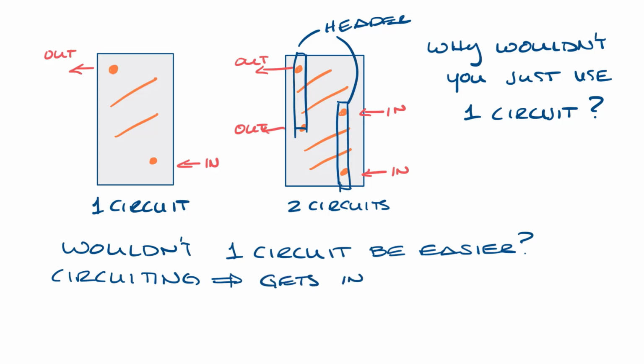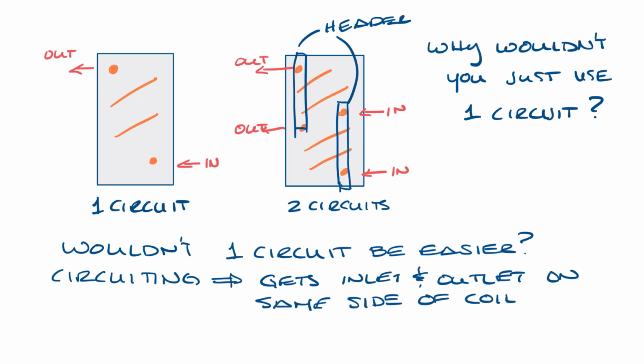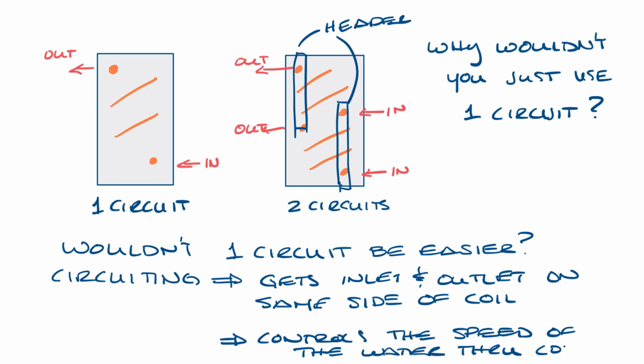First, you want to get the inlet and the outlet to the correct side of the water coil. This is usually the same side of the water coil, so all your piping connections come to the same area. And second, as I mentioned in the last video, circuiting controls the speed of the water through the coil.